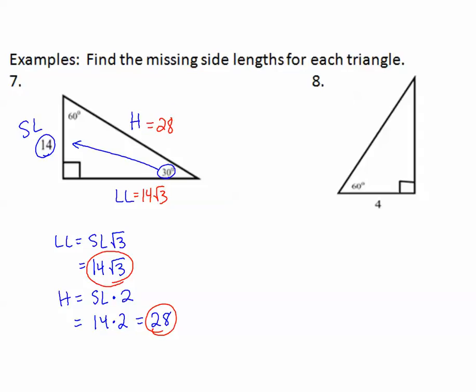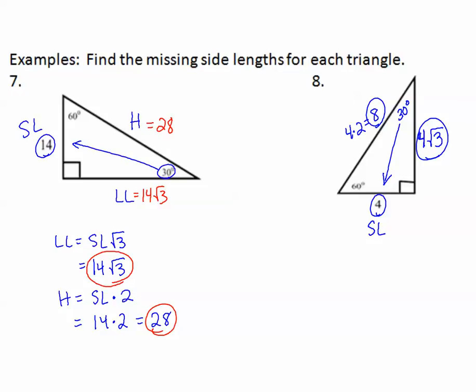So let's see what we have here. 60 degrees here, 90 degrees here, so this one must be 30 degrees. Across from the smallest angle is the short leg. Here's my short leg. Multiply by square root of 3 to get to the long leg. Multiply 4 times 2 to get to the hypotenuse. 4 times 2 makes 8. So 8 is the hypotenuse. 4 square root of 3 is the long leg. Done. It's that easy. It really is. You just have to memorize these formulas.